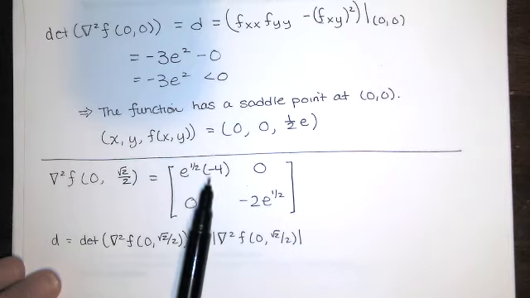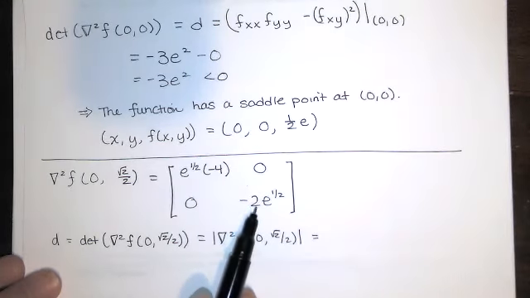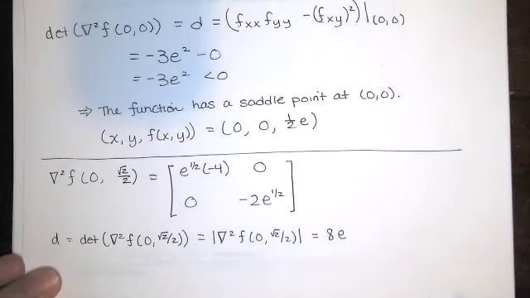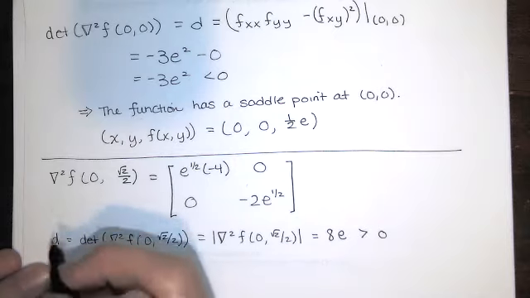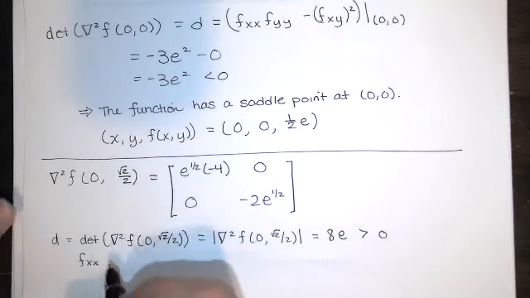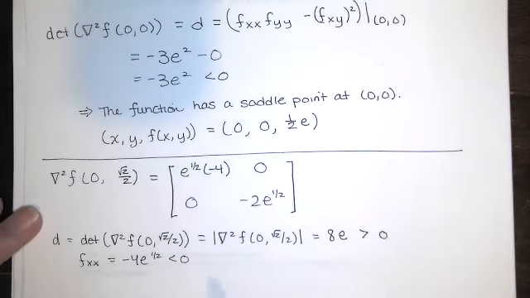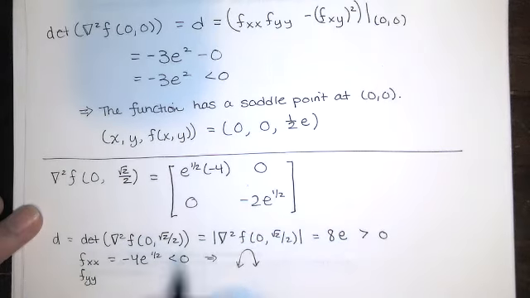So I want the determinant of this, so I just multiply this times this. Negative 2 times negative 4 is going to give me an 8. E to the 1/2 times e to the 1/2, add the exponents. E to the 1st, that's greater than 0. Remember, whenever d is greater than 0, that means these guys have the same sign. And you can see that they're both negative. That means that second partial with respect to x being a negative number means that the graph is concave down in the x direction. And it's also concave down in the y direction because d is positive.